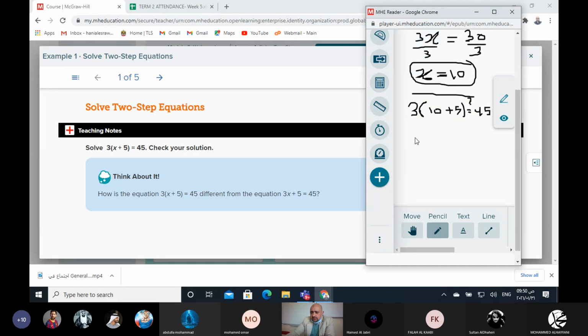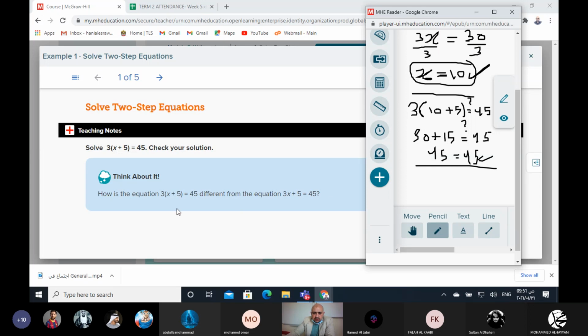3 times 10 will be 30. 3 times 5 will be 15. Is 30 plus 15 equal 45? 30 plus 15 will be 45. Yes, equal 45. This is a true equation. And this is the true solution.